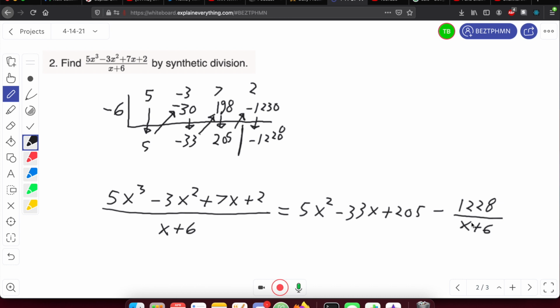This won't always happen, but it does happen frequently. So it's important to sort of remember that you have to add this term onto the end. But this is how you would get this expression. This is how you would solve this division by synthetic division.